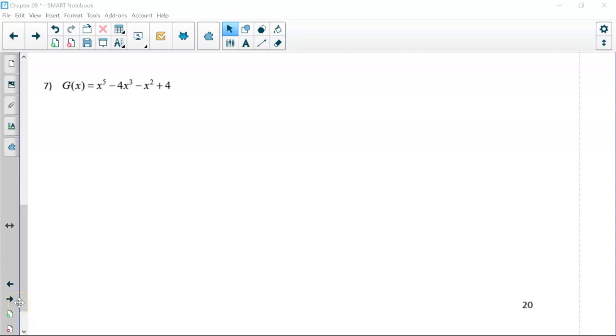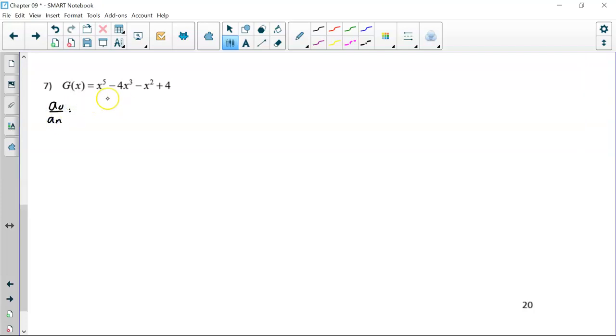We're still talking about solving these polynomial equations. So for number 7, to look at our possible solutions, the factors of the constant over the factors of the leading coefficient. So it's going to be the factors of 4. So plus or minus 1, plus or minus 2, plus or minus 4, over the factors of the leading coefficient, plus or minus 1. So our possibles are just the 1, 2, and 4.